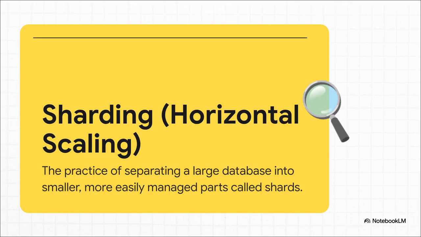The answer is sharding. Instead of trying to make one database bigger and bigger, we actually split it apart into a bunch of smaller, faster databases called shards. So for example, we could put all the users with last names from A to M on one shard and all the users from N to Z on another. We are literally scaling the data tier itself horizontally.